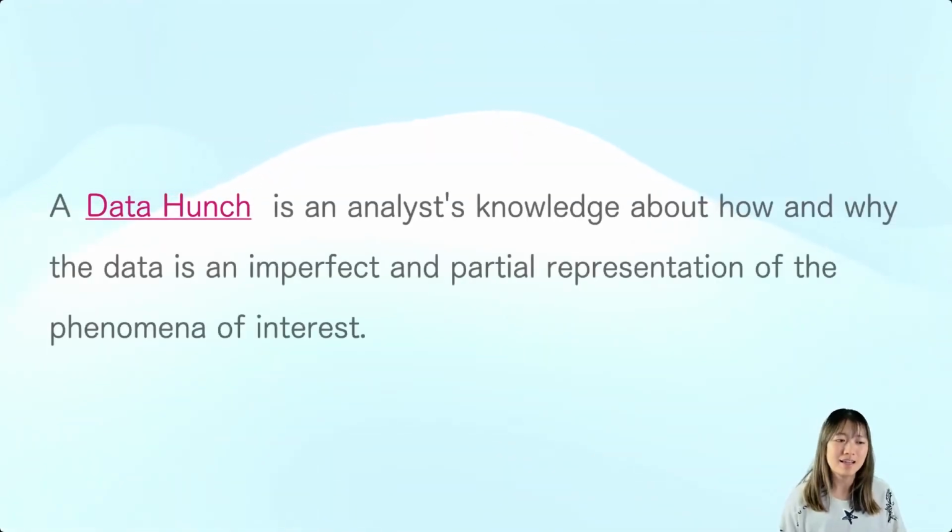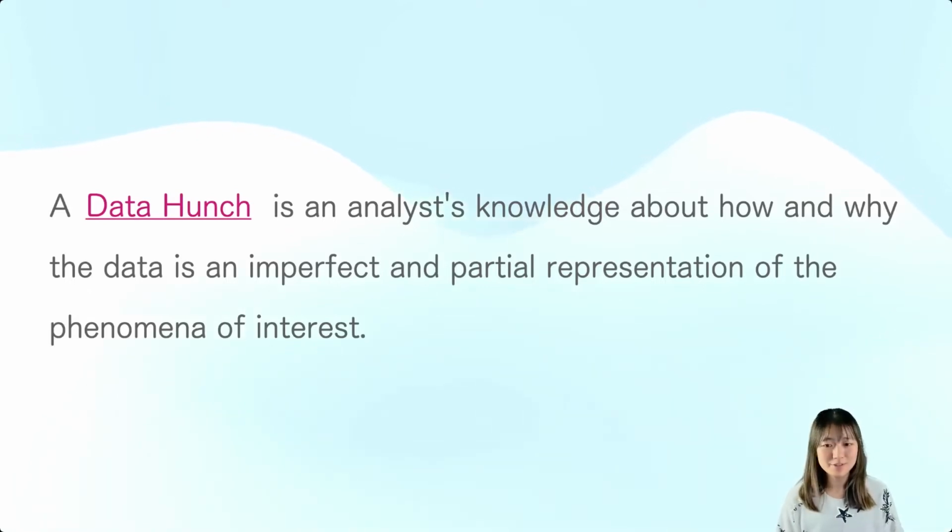In this work, we define data hunches as an analyst's knowledge about how and why the data is an imperfect and partial representation of the phenomenon of interest. Data hunches have been prevalent and important, but often implicit. They impact how data is perceived and are as important as data when it comes to describing phenomena of interest.